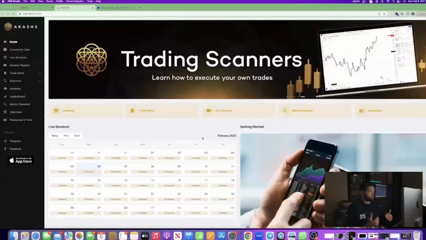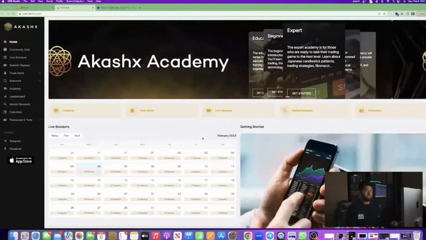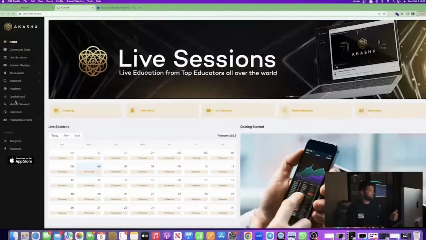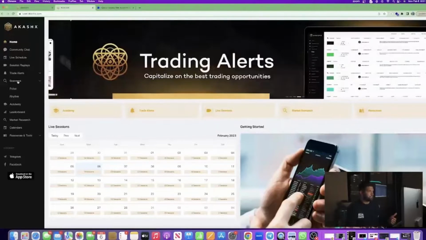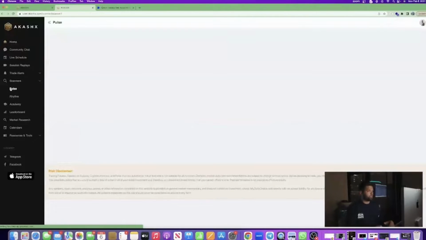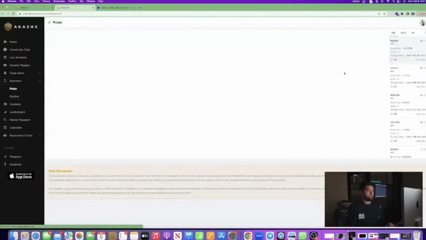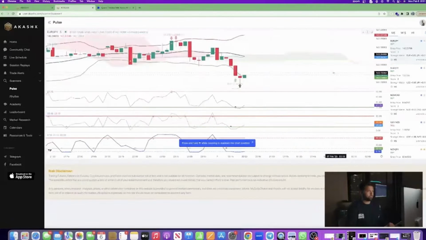So guys, first thing you're going to want to do is open up AkashX. Once you are on the AkashX main page, over here on the left hand side, you just want to make sure you have scanners selected. Once you have scanners selected, go ahead and select Pulse. Now, once Pulse opens up, over here on the right-hand side will be all of the possible trade opportunities.